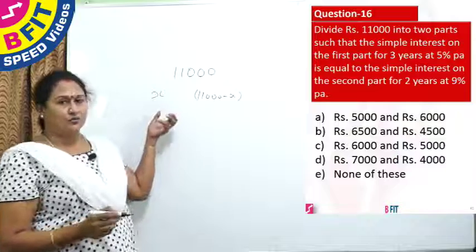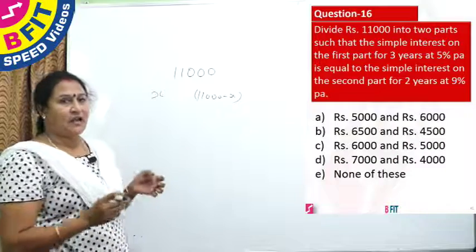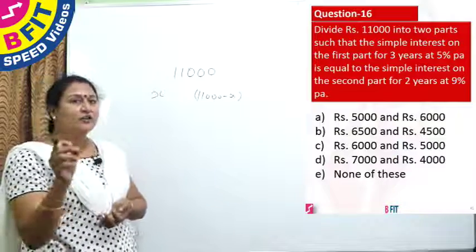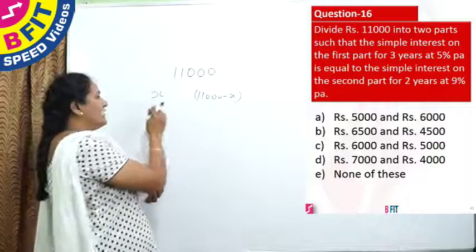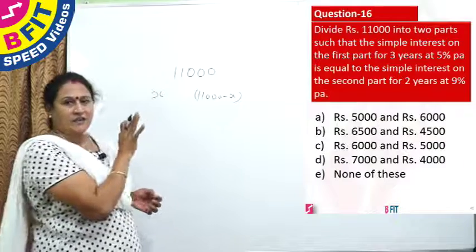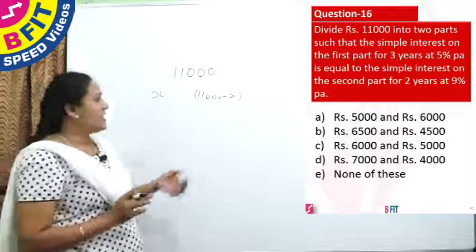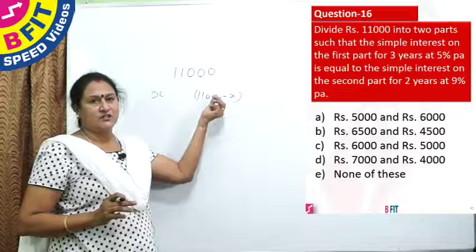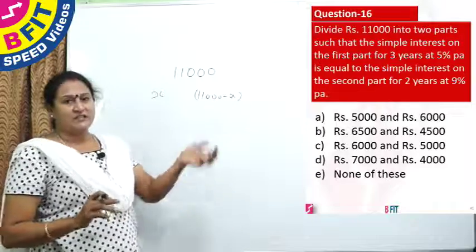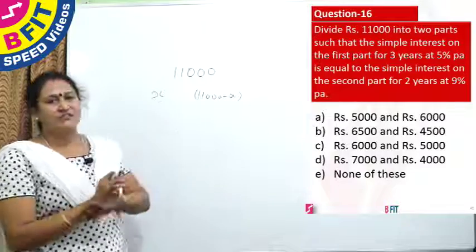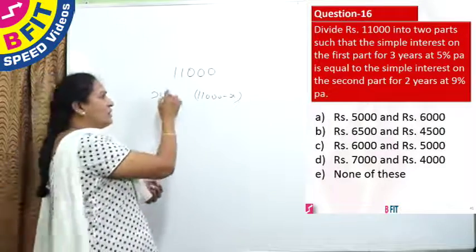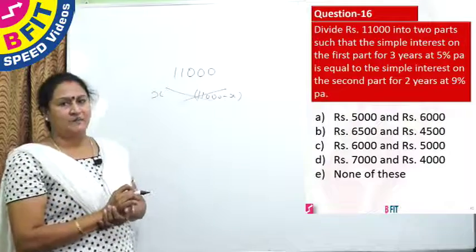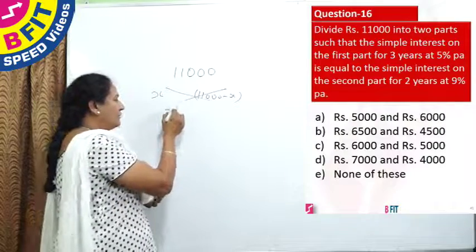And we have to find the simple interest, and the condition given is both simple interests are equal. So finding simple interest on this X for 3 years at 5% and simple interest on this amount 11,000 minus X for 2 years at 9%, we can solve and get this value of X. But doing all this takes time. So they have given both the interest.